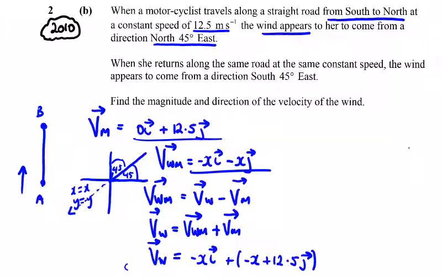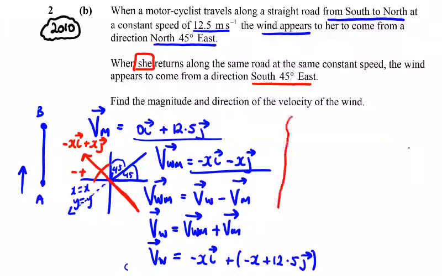Scenario 2. It is a she. When she returns along the same road at the same constant speed, the wind appears to come from a direction south 45 degrees east. So coming from the southeast, we'll be coming up in this direction, coming from Wexford up towards Donegal, and we're going into negative positive territory. So you can say we have a minus X in the I direction, and we would then have a plus X in the J direction. They're all 45 again, so we can use the same constant X.